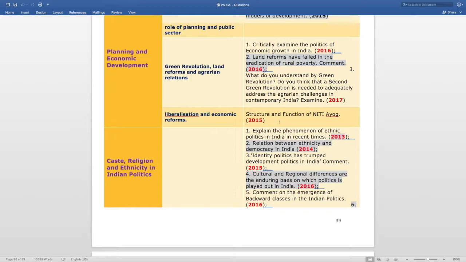What do you understand by Green Revolution? Do you think that a second Green Revolution is needed to adequately address the agrarian challenges in contemporary India? Examine. This question is asked in 2017. The next subtopic is liberalization and economic reforms. The only question from this subtopic is asked in 2015. That is: structure and function of Niti Aayog.